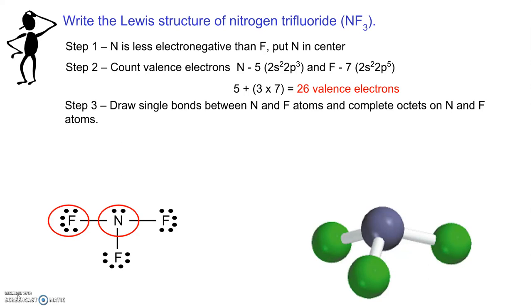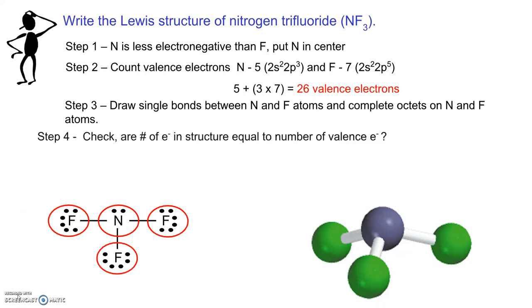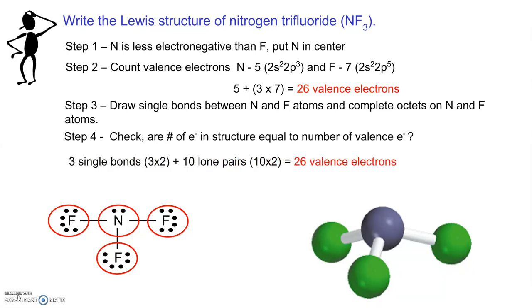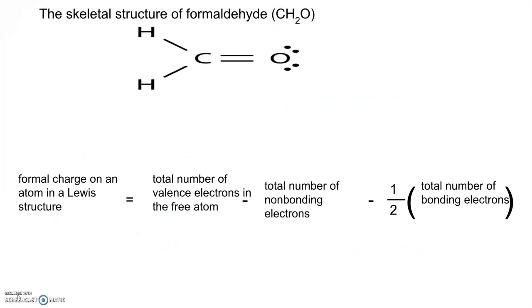So notice, count them up. Do I have 8 around each? Check. Is the number of electrons in the structure equal to the number of valence electrons? 3 single bonds, 3 times 2, plus the 10 lone pairs, or unshared pairs, 10 times 2, equals 26 valence electrons. Let's look at another example.